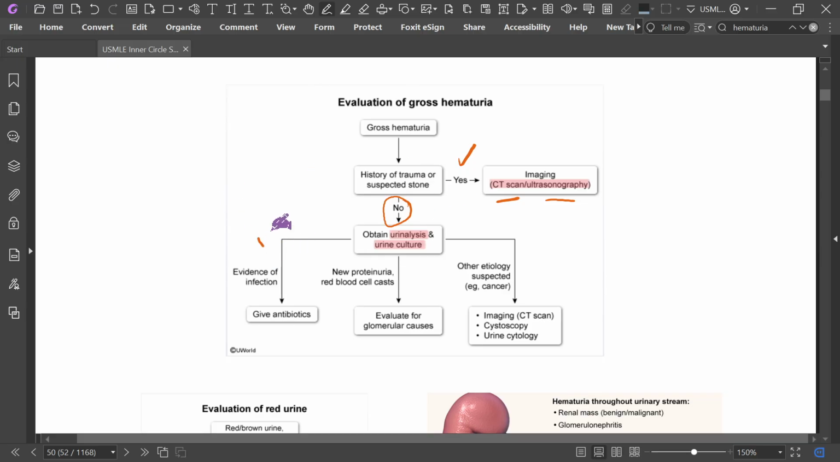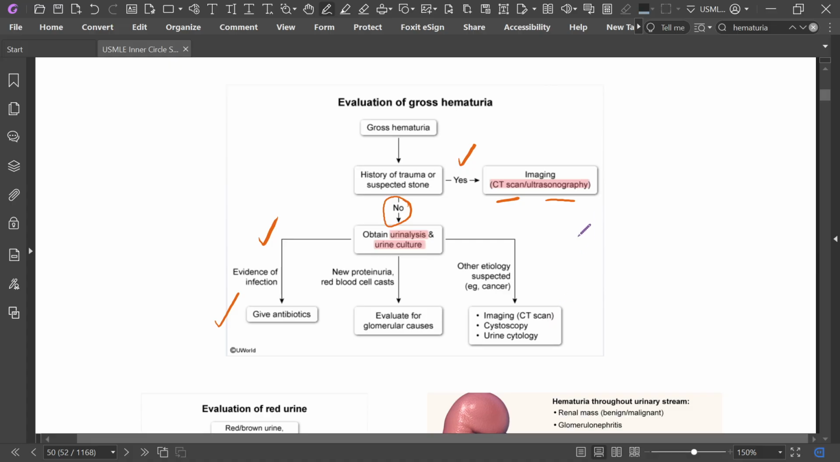If there is any evidence of infection, give antibiotics. If new proteinuria or RBC cast, evaluate for glomerular cause. If any other etiology is suspected like cancer, do imaging with CT scan. You can do cystoscopy and urine cytology.